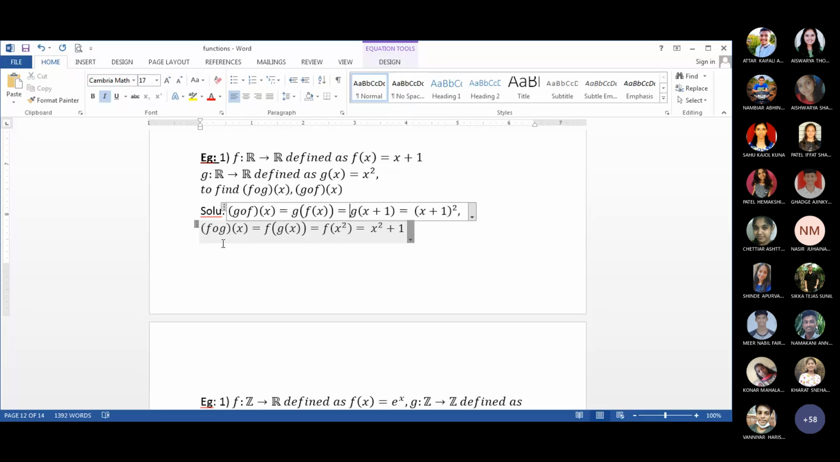Then F of G of X. So that is F composed with G. F composed with G is F of G of X. So what is my G of X? G of X is X square. So I basically get F of X square. So F of X square, how is your function F of X defined? X plus 1. So I get X square plus 1 as the answer.